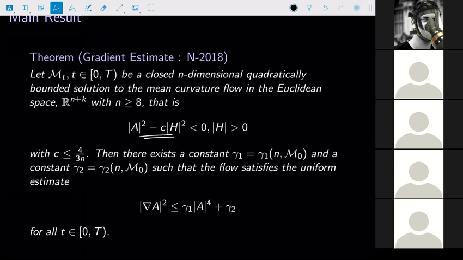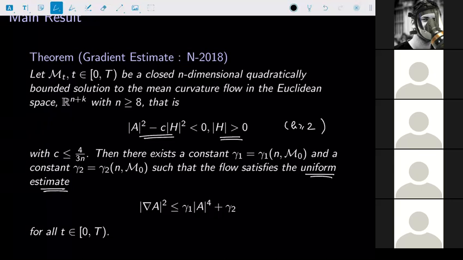If this is negative, and you assume that the mean curvature is strictly positive, and usually you ask for k greater than or equal to 2, though it does hold for k greater than or equal to 1, and this constant c works for any c less than 4/(3n), then we can show that there exists a constant gamma 1, which only depends on n and the initial manifold, and a second constant gamma 2, which only depends on n and M0, which satisfies the uniform estimate |grad A|^2 is at most gamma 1 |A|^4 plus gamma 2.